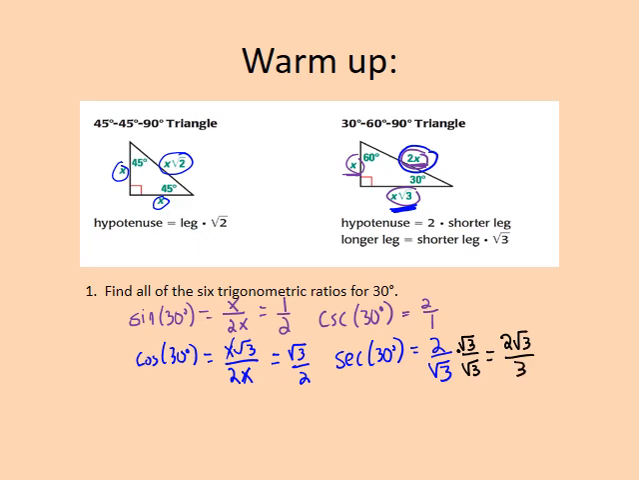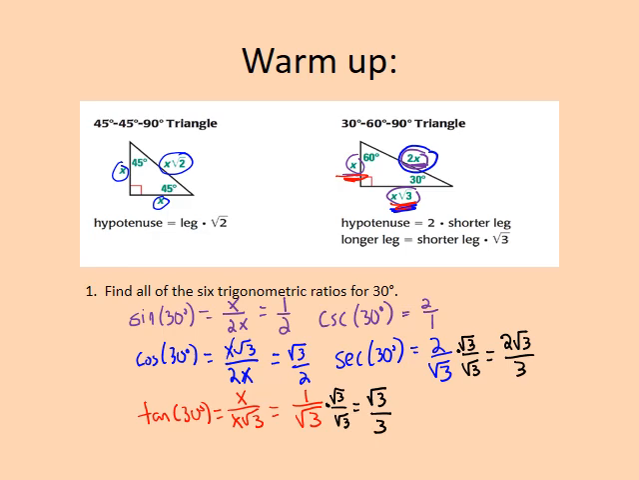The last 2 trig ratios are tangent and cotangent. Tangent of 30 degrees is opposite over adjacent. So in this case, x over x root 3. When you cancel out the x's, you get 1 over root 3. Once again, we must rationalize. So we're going to multiply by root 3 over root 3, which simplifies to root 3 over 3.